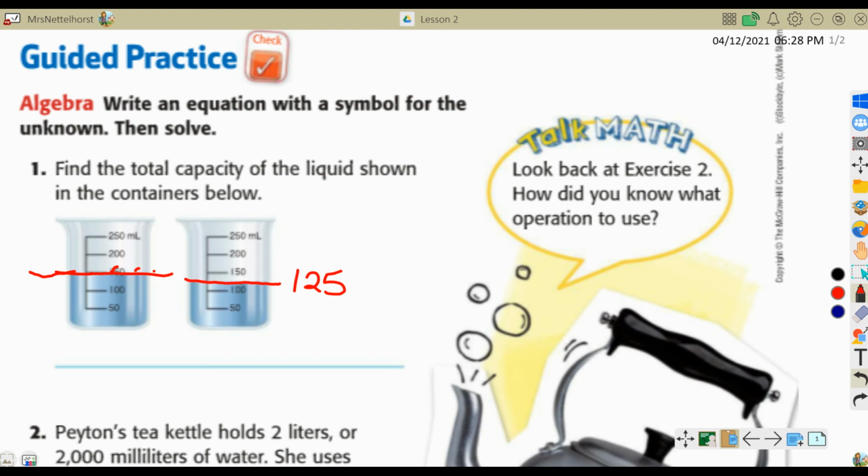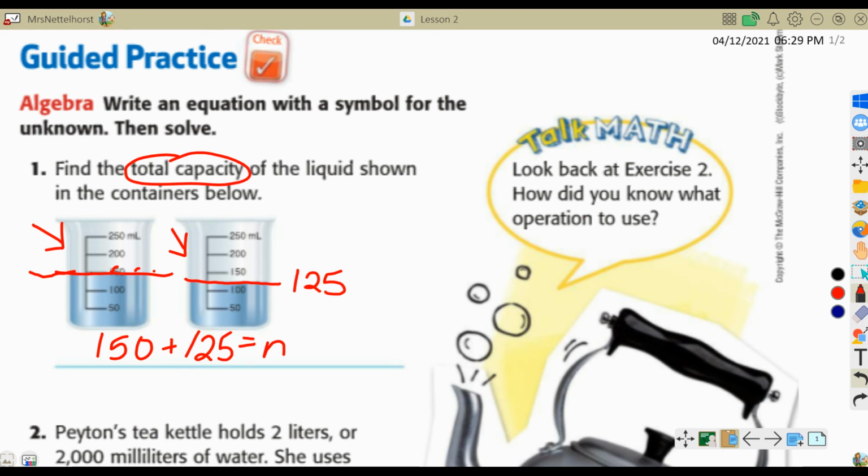Okay, so the total capacity of the liquid shown in the containers below. So I know that it's going to have to equal something. So I'm going to use N. I don't care what your unknown was. Okay, I know this one's 150 and this is 125. This one right here is known. This one right here is known. What is not known is the total capacity. So that's why I left a letter after the equal sign.